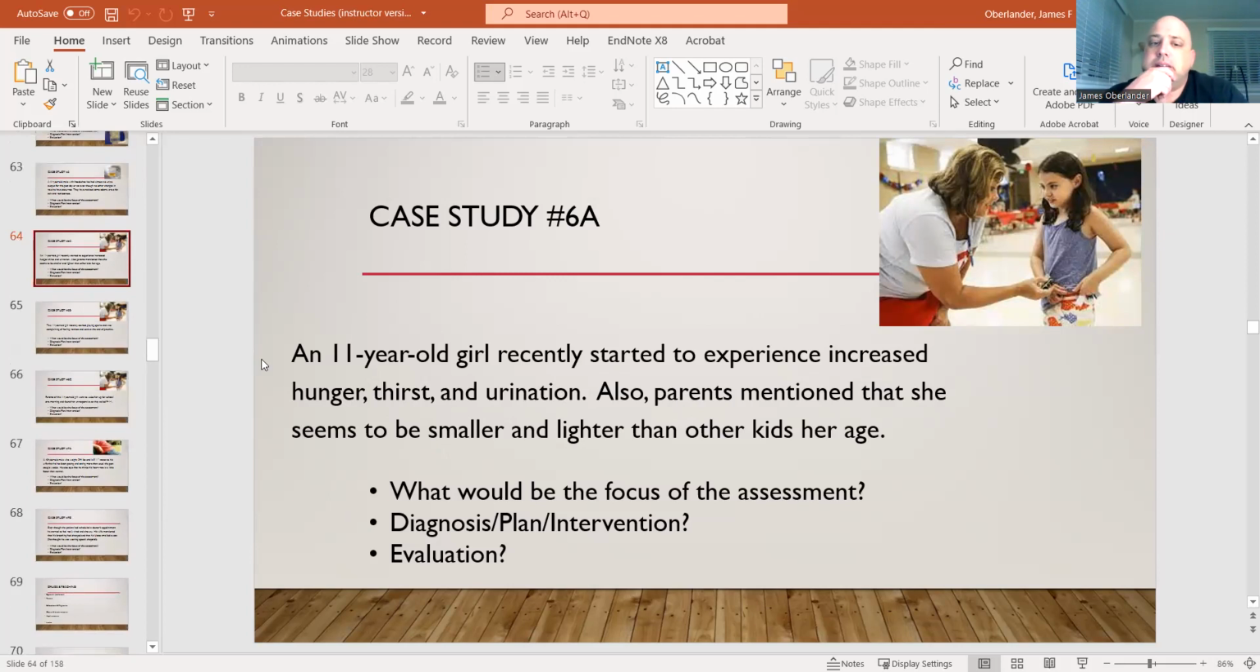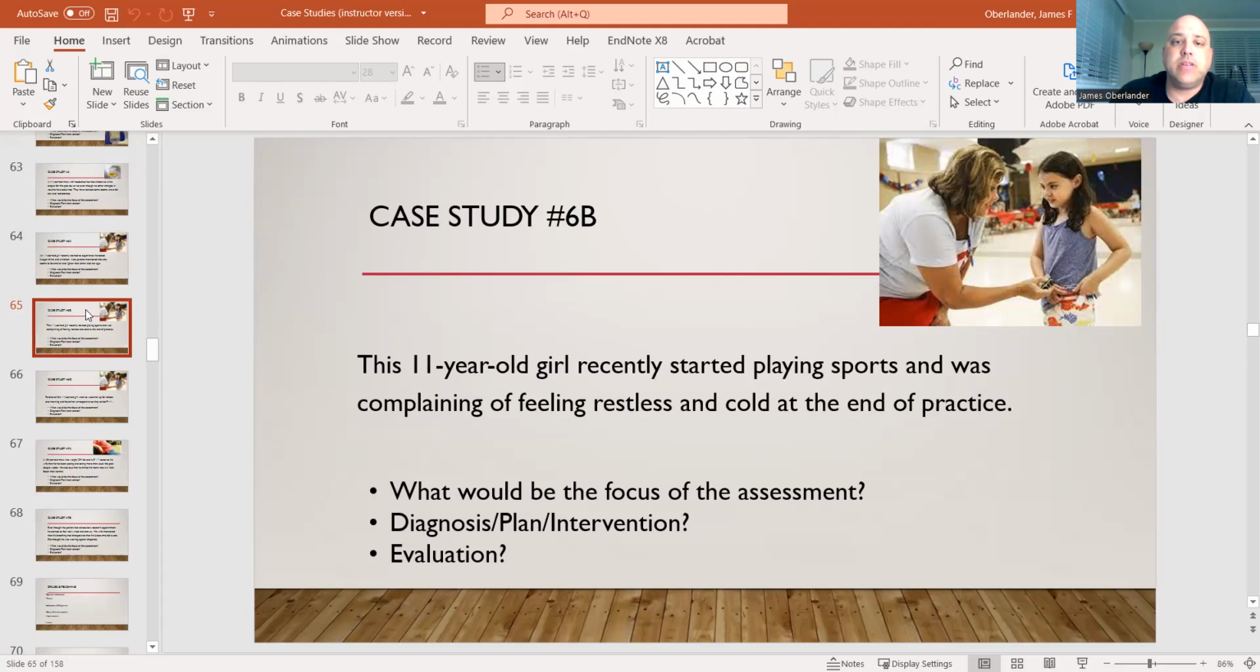What is it? And we've talked a lot about it, so I'm going to move on. Here you go. What are you going to do about it? What's going on? What are you going to do about it? What's going on? What are you going to do about it?